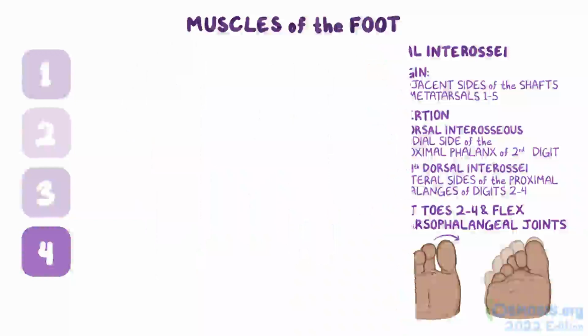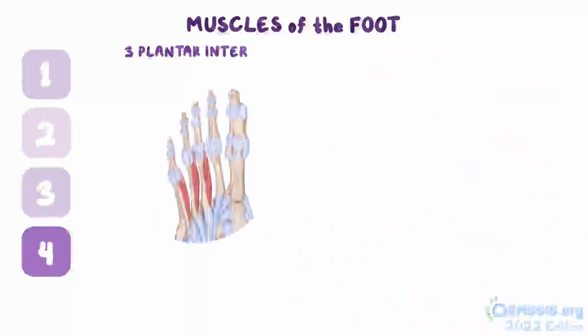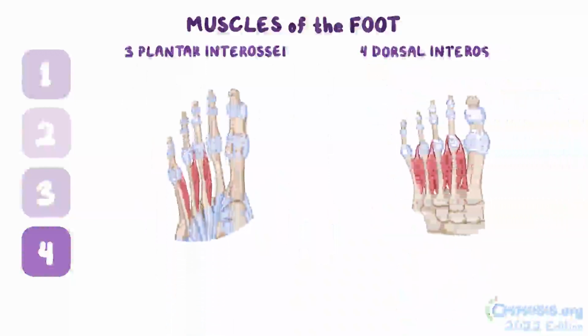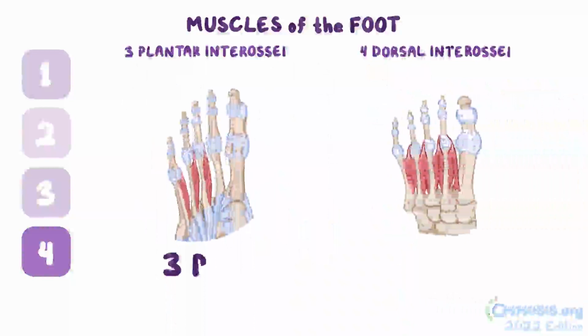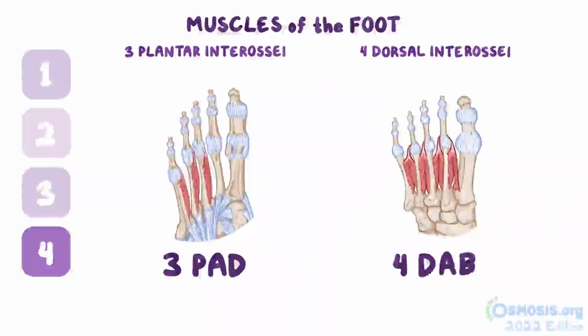A good way to remember the action of the three plantar interossei and four dorsal interossei is to remember the mnemonic 3 PAD and 4 DAB. This stands for the three plantar interossei adducting the toes and the four dorsal interossei abducting the toes.